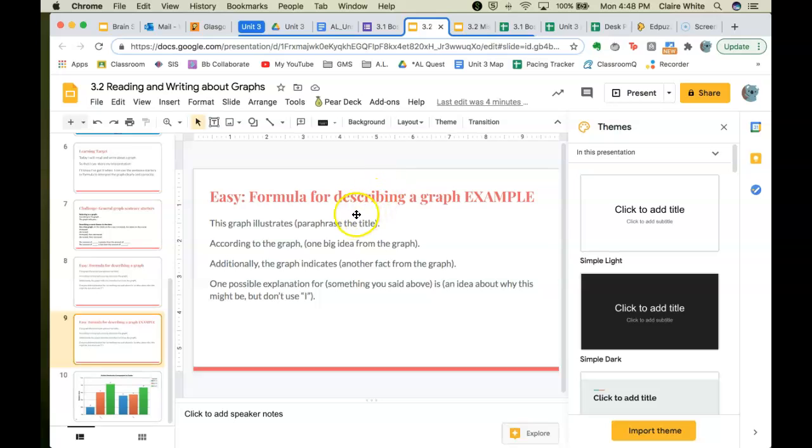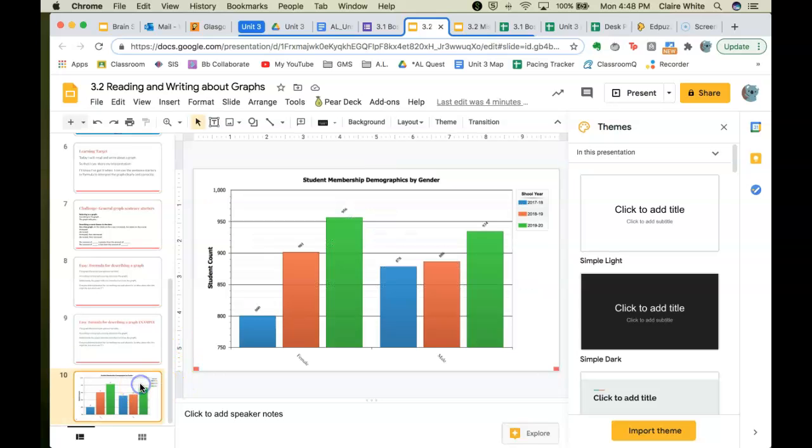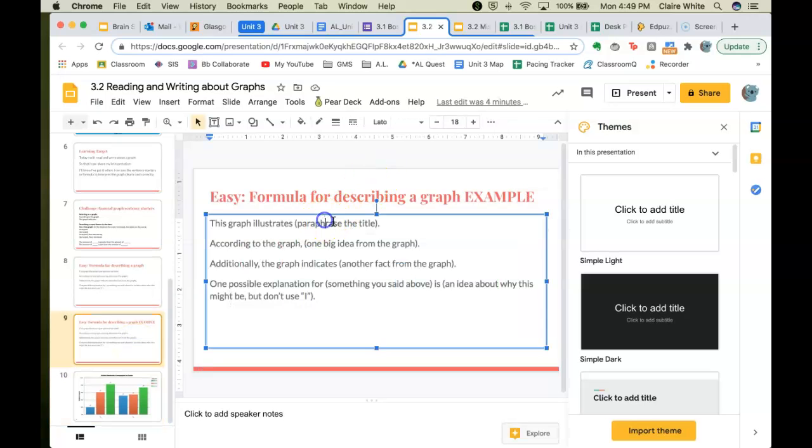So this graph illustrates, and then it says paraphrase the title, which means you're not writing the exact same title, but you're writing something similar. So I will say this graph illustrates how many boys and girls there are at Glasgow. Okay, so according to the graph, now I have to figure out a big idea from the graph.